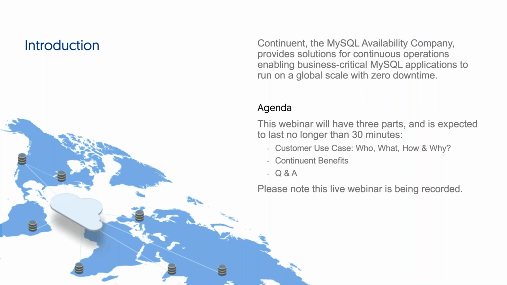So our agenda for today's webinar is split into 3 sections and should last no more than around 30 minutes. First, we will take a look at one of our long-standing customers and look at their use case. We'll then have an overview of Continuent solutions and the benefits. And finally, we'll wrap up with a Q&A.